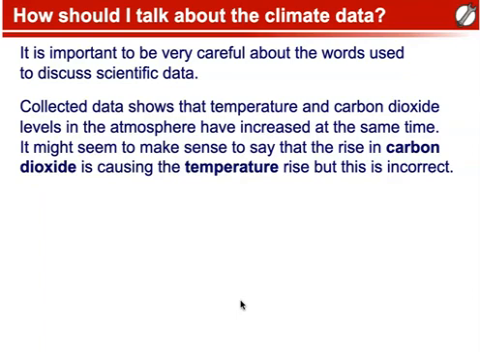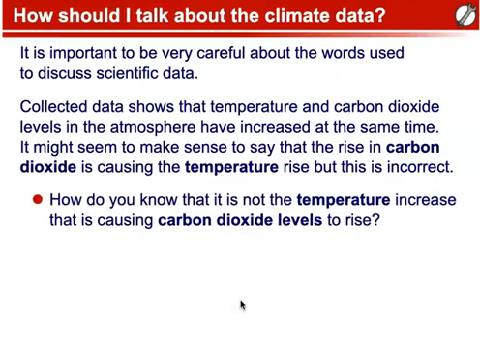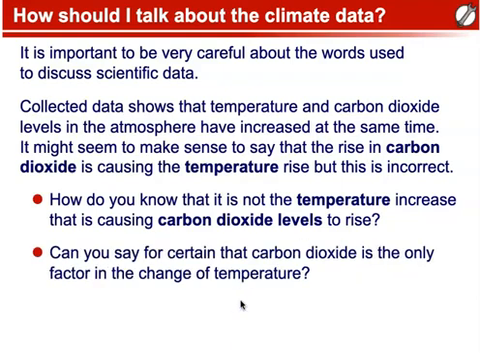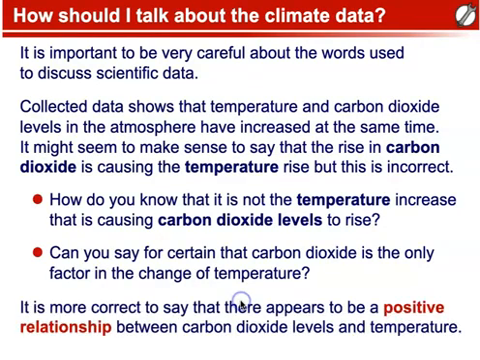It might seem to make sense to say that the rise in carbon dioxide is causing the temperature rise, but this is incorrect. How do you know that it is not the temperature increase that is causing carbon dioxide levels to rise? And can you say for certain that carbon dioxide is the only factor in the change of temperature? It is more correct to say that there appears to be a positive relationship between carbon dioxide levels and temperature.